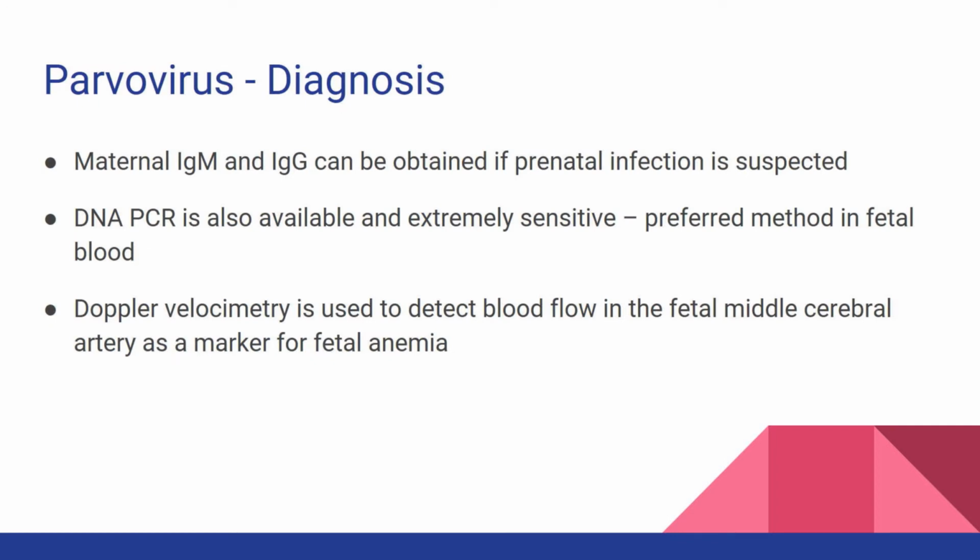So looking at diagnosis. If a prenatal infection is suspected, maternal IgM and IgG can be obtained. A DNA PCR is also available and extremely sensitive, so it's the preferred method if you're going to test fetal blood. And then other important aspects to think about, for infants, are looking at fetal anemia. You can actually do a Doppler that can detect fetal blood flow in the middle cerebral artery. And so if you think they likely have fetal anemia, it's worthwhile to consider parvovirus.